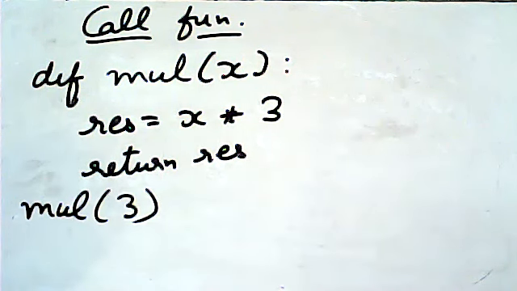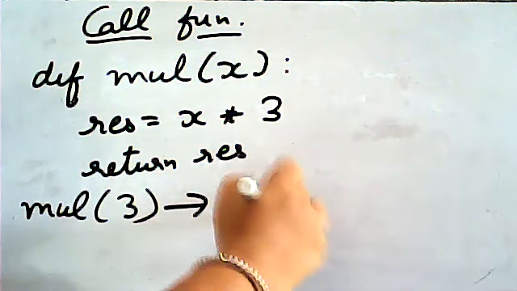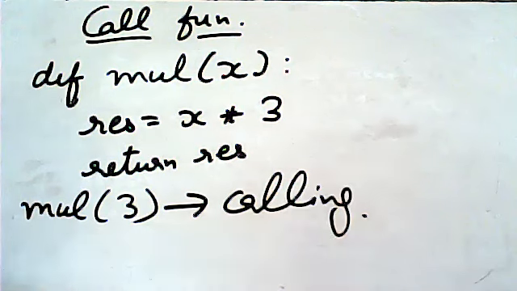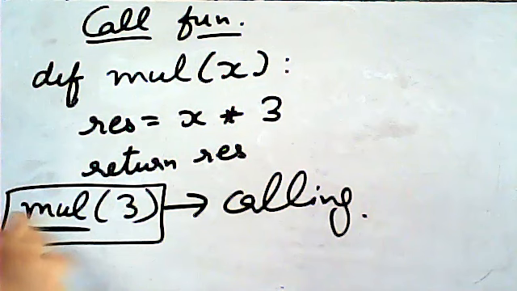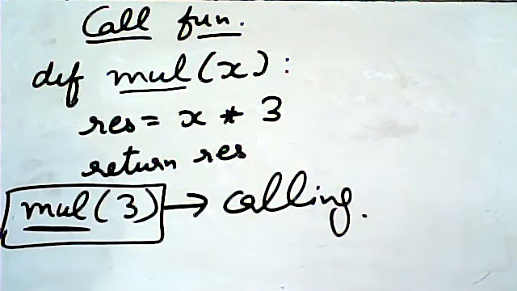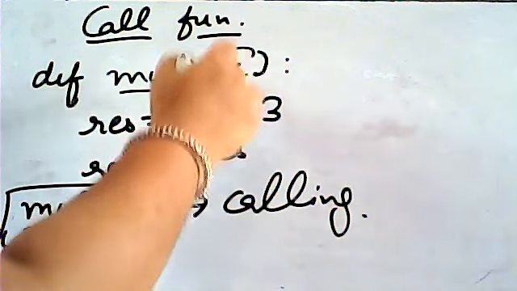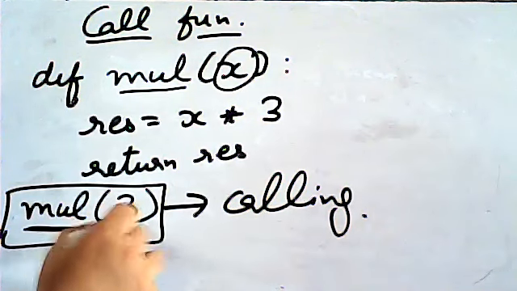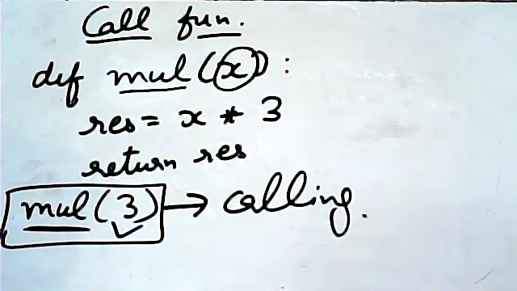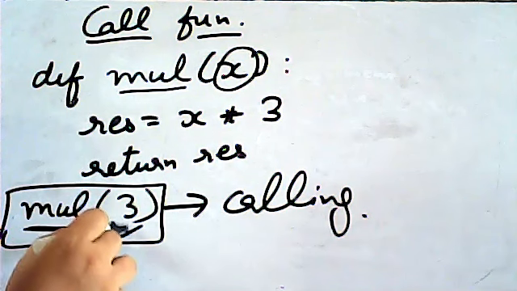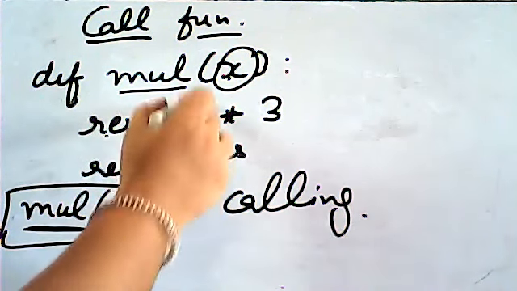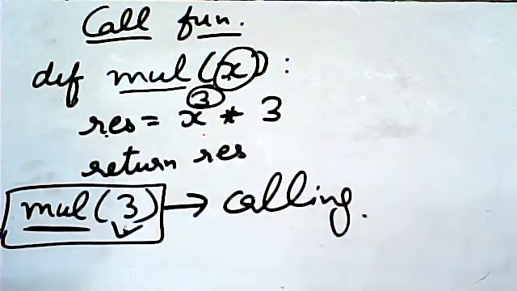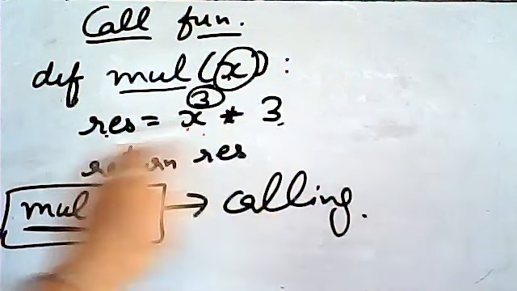So what will be the answer here? If I call, this is for the calling one. This is the calling. Why is this calling? Because I use this function name as it is. And here, whatever the argument, I put the value here. So it means this value is of this x. So what is this? Here comes 3. So 3 into 3, 9.